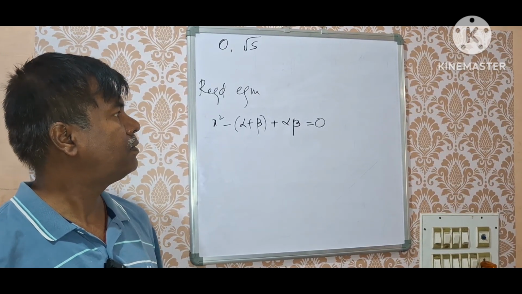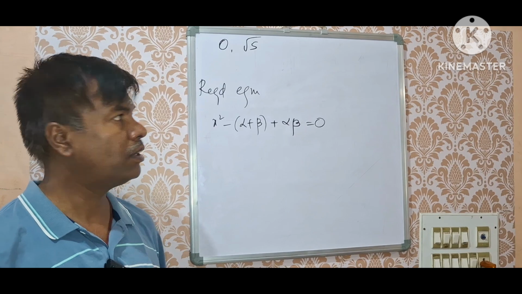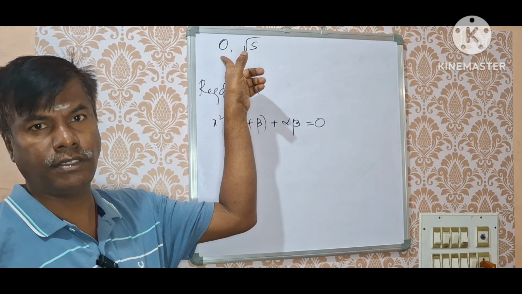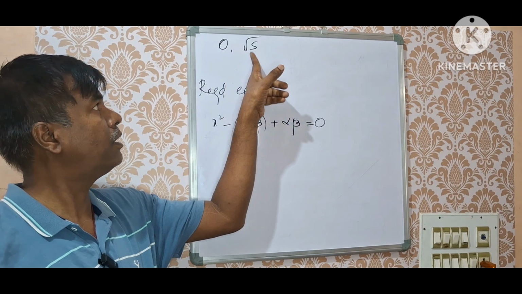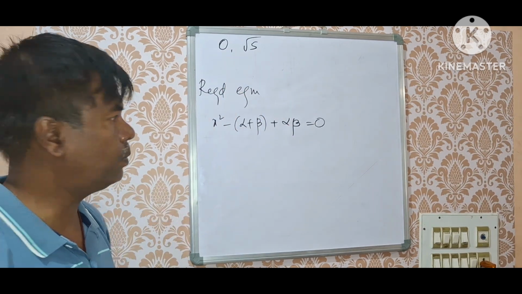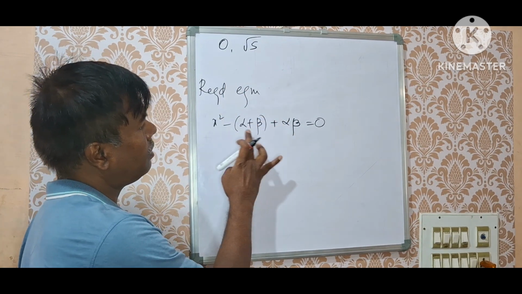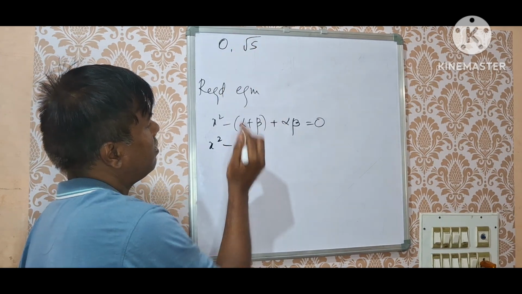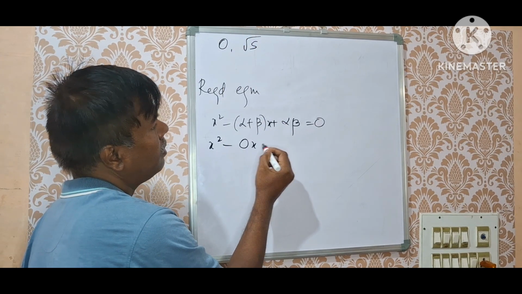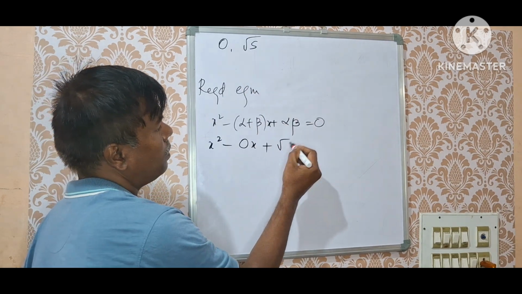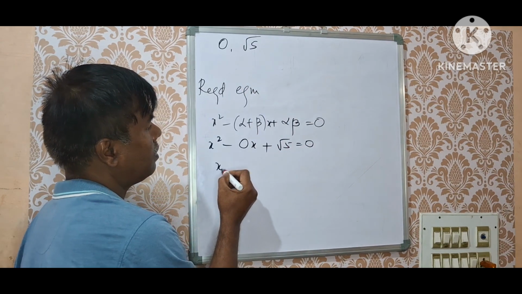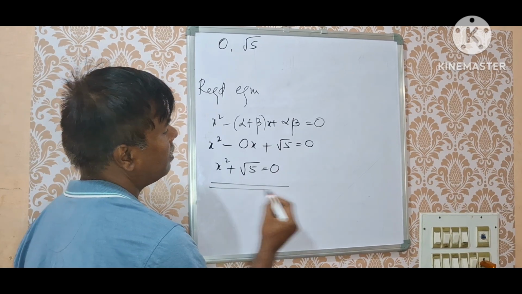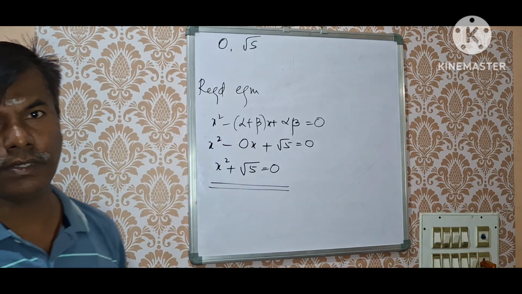Find the equation of the quadratic polynomial whose sum of zeros is 0 and product of zeros is root 5. The required equation is x square minus sum of zeros plus product of zeros. X square, what is the sum of zeros? 0 into x. Product of zeros is root 5 equals 0. Therefore, the required equation is x square plus root 5 equals 0. This is the required equation.